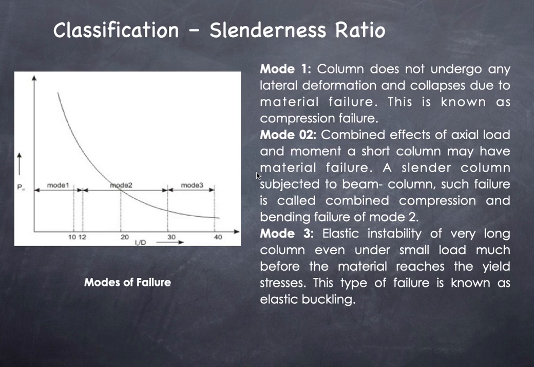Now this is the classification based on modes of failure. Herein you can see P is the load carrying capacity, and L by D is the slenderness ratio. As the slenderness ratio goes on increasing, you can see that the load carrying capacity decreases. So the longer the column, the lesser is the load resistance capacity.